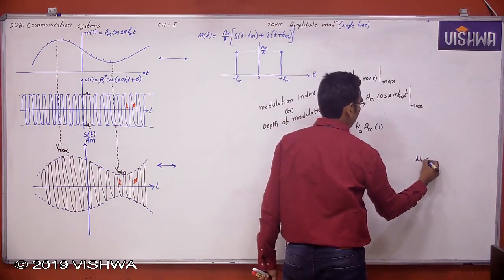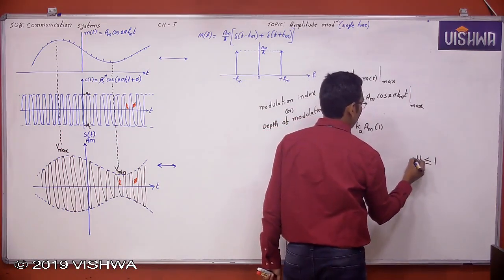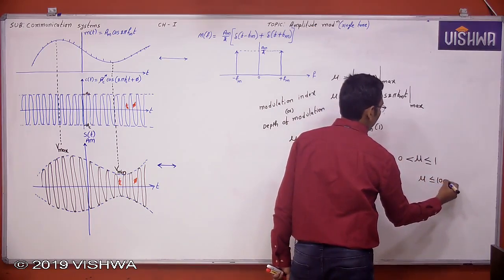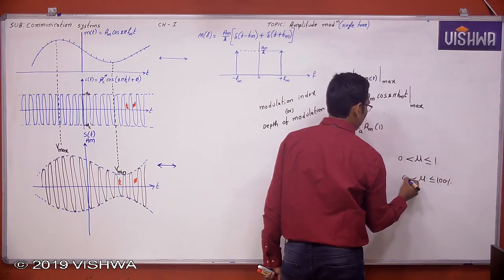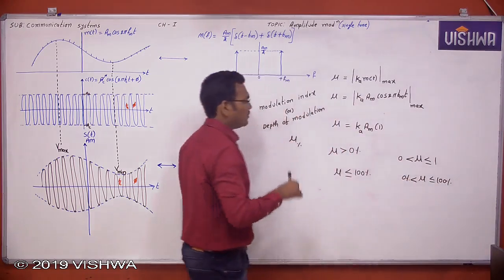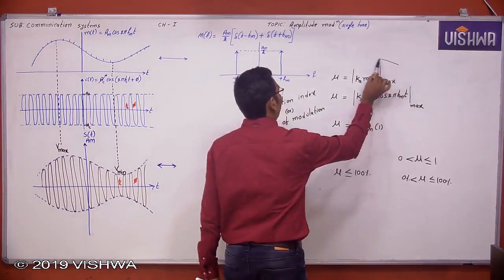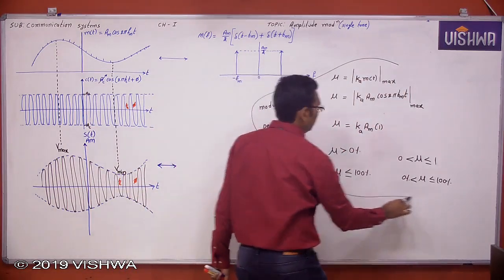Okay, we'll see. Now, mu is less than or equal to 1 and greater than 0, or mu is less than or equal to 100% and greater than 0%, because it is expressed in terms of percentage. Okay. Now, this is the modulation index, but why the importance of modulation index, we will see.